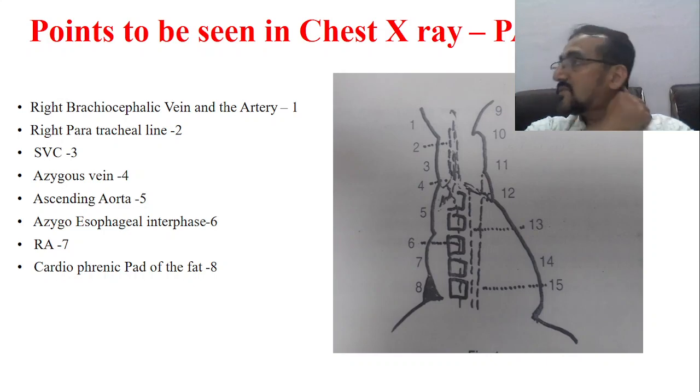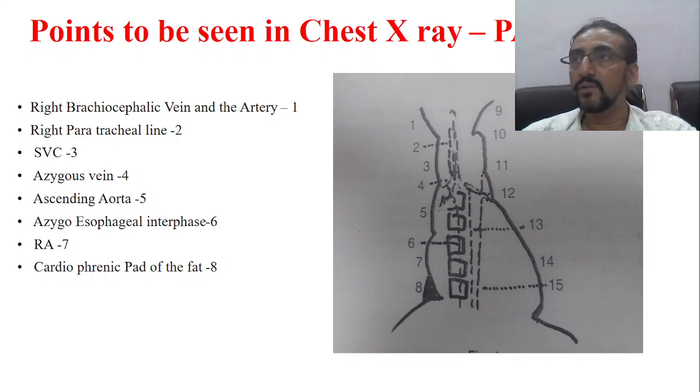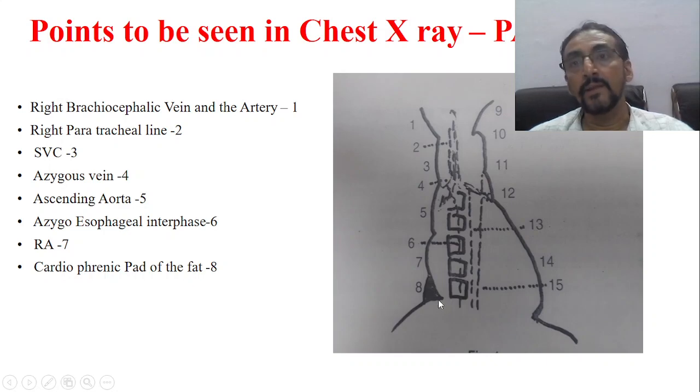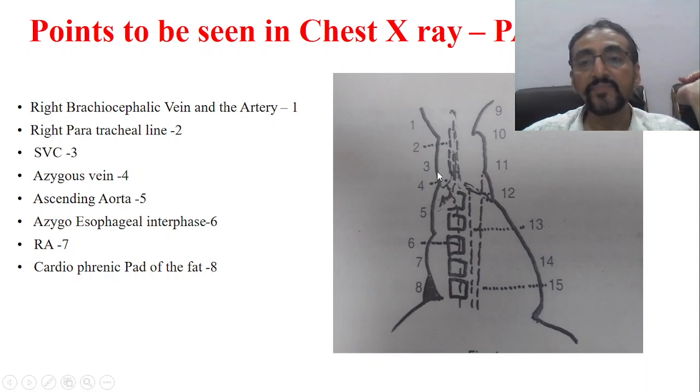Just remember this is in order from the uppermost area. In the uppermost area there is the right brachiocephalic, just below it the right paratracheal lines. Just below it we have the SVC, superior vena cava. Just below that, number 4, the azygous vein. Then comes the ascending aorta, then the azygoesophageal junction or interface, and number 7 is the right atrium, and just below it is the cardiophrenic angle. So this is how you have to remember this.